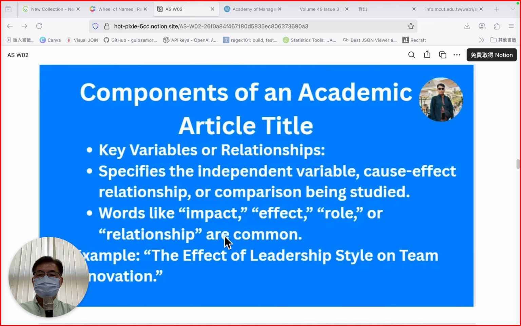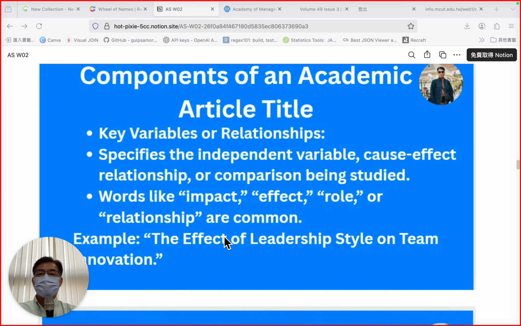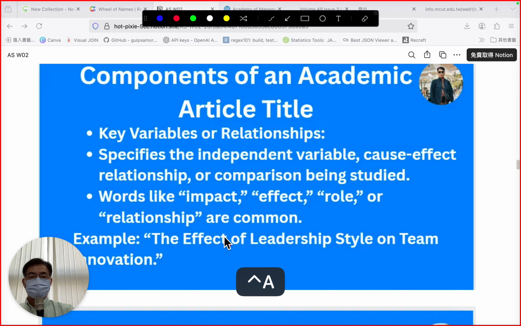This one, continue. Key variable relationship. Okay. When we talk about study, we like to study the relationship between variables. So relationship is the key. It's the focus point. We like to do the study, so we have to specify the IV, right? Independent variable. Cause and effect.